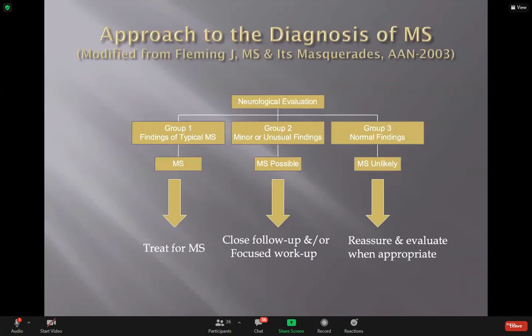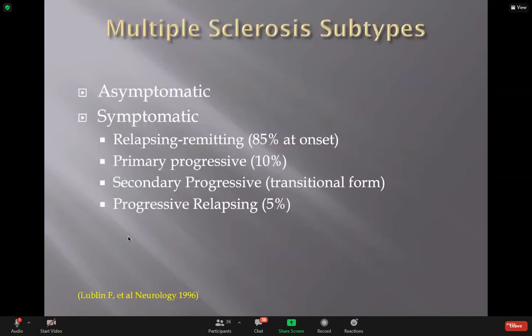So if you approach the diagnosis of multiple sclerosis, you want to start with your neurological evaluation. And if you've got your typical MS findings, then that's it. That's pretty clear. But if a person doesn't have any neurological deficits or findings, they likely do not have MS, but you might want to keep an eye on them if they've got symptoms. But those who have minor or atypical findings, you might need to do closer follow-up and evaluation.